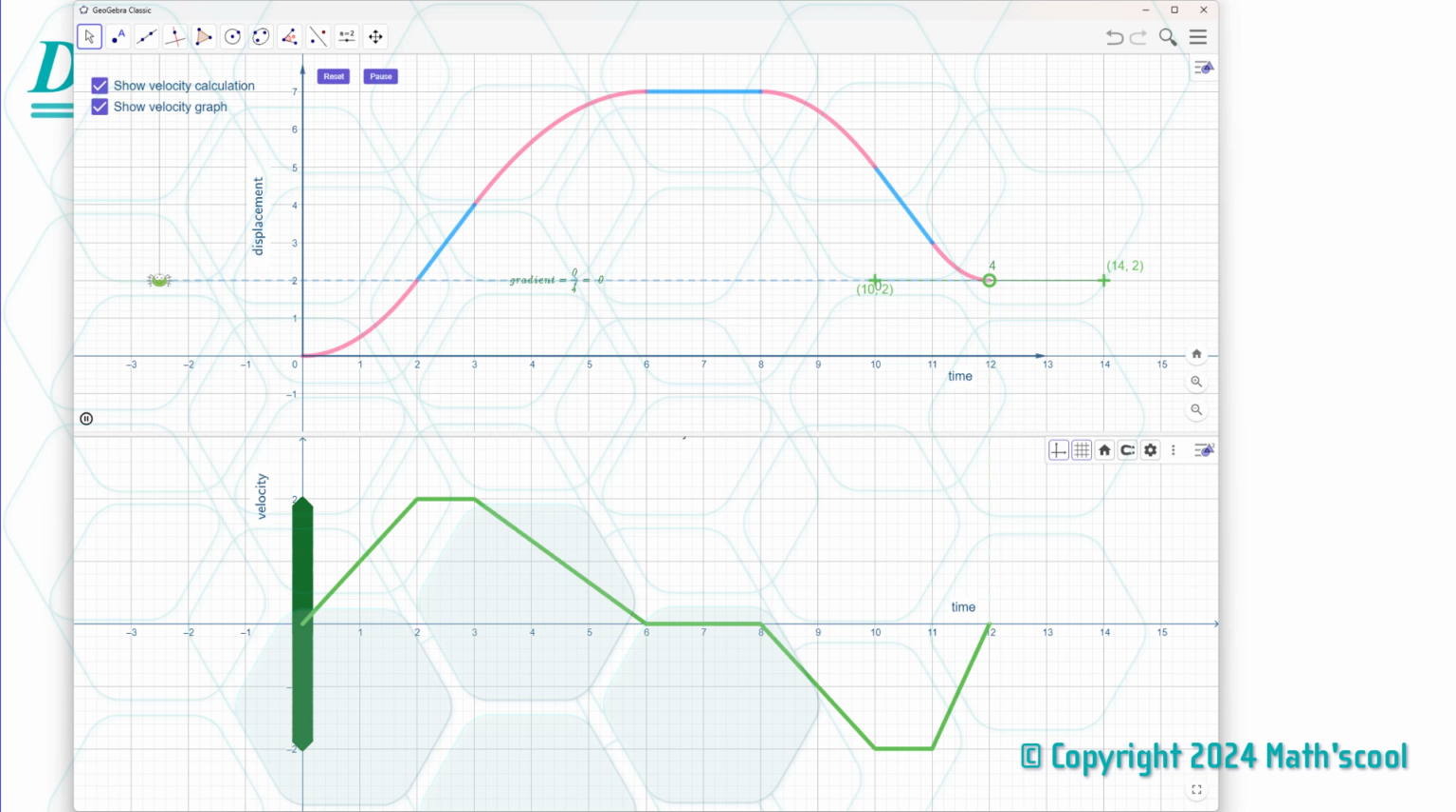So the velocity starts off at 0. Let's just get rid of that. The velocity starts off at 0, and then it goes up and up and up. And by 2 seconds, by here, he's got a velocity of 2 meters per second.